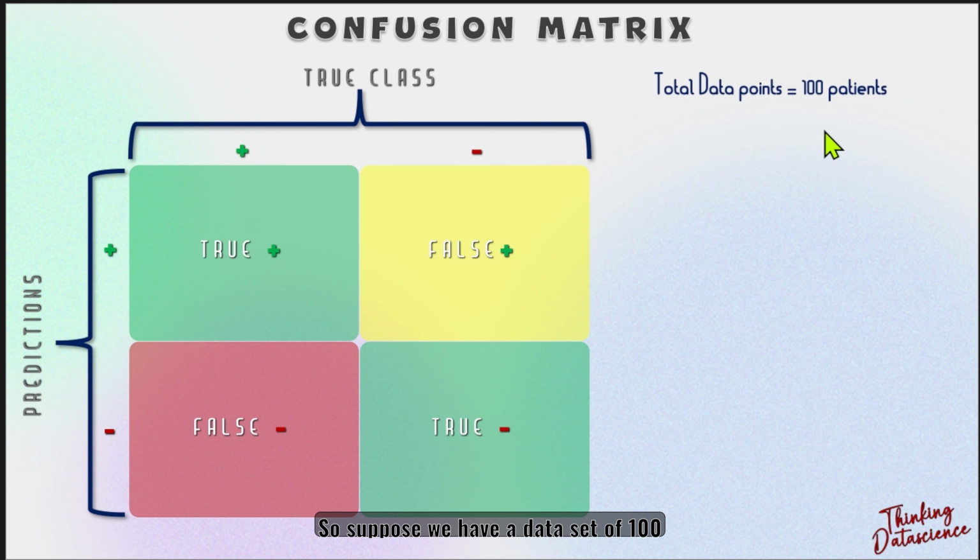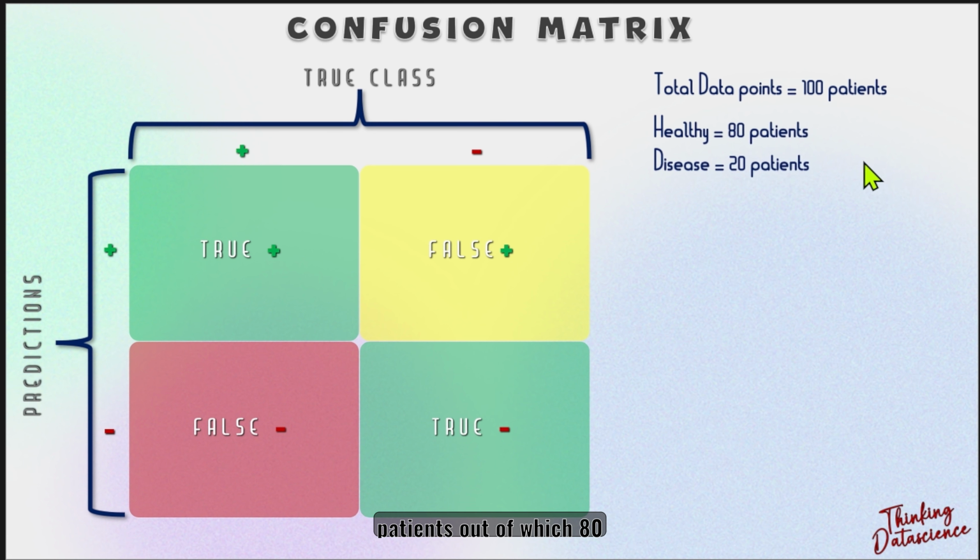So suppose we have a data set of 100 patients, out of which 80 patients are healthy and 20 patients have disease. So positive if they have disease and negative if they are healthy. Now we train the binary classification model to predict whether a patient is healthy or has a disease. So after applying the model on the data set, we get the following results. So 15 patients are correctly predicted to have disease. So the prediction is correct with the true class or the real outcome. So it will come under true positive.